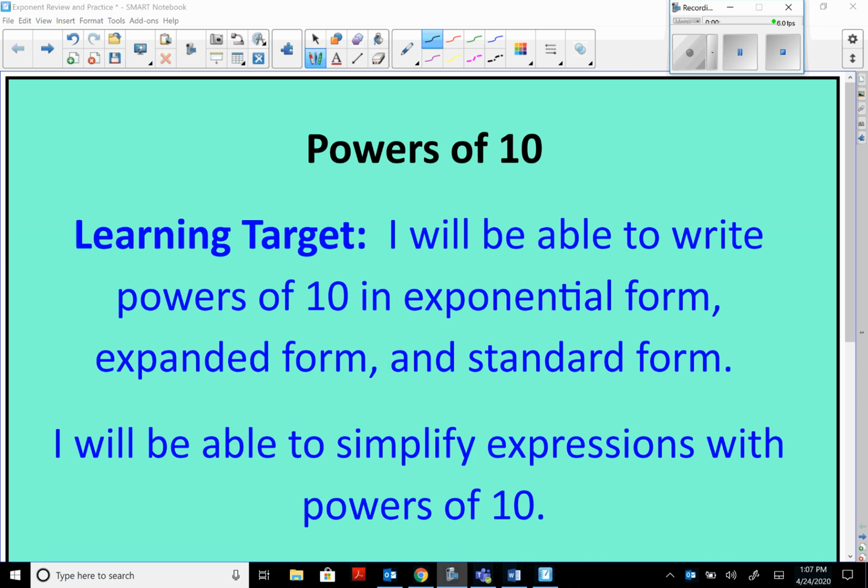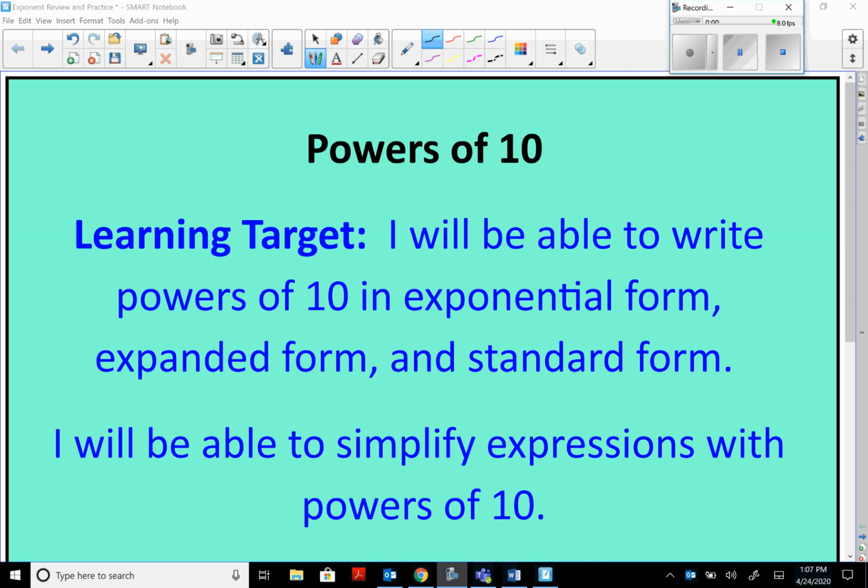Our last lesson for this week is all about powers of 10, which is actually all a review. Everything we're going to be doing in this lesson is information that you have learned before, but I do want to review it because next week we're going to be starting standard notation.